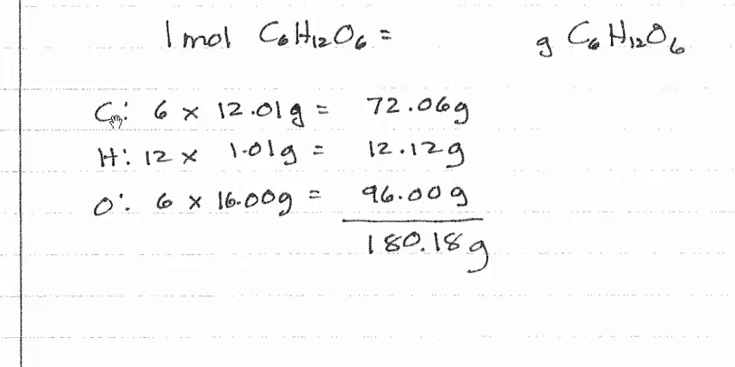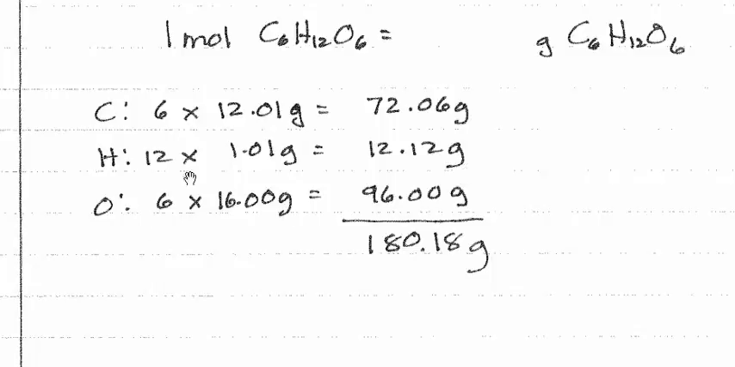For carbon, there are 6 moles of carbon in 1 mole of glucose. So I take 6 and multiply it by the molar mass of carbon, 12.01 grams, and that gives me a total of 72.06 grams. In a mole of glucose, there are 12 moles of hydrogen, so 12 multiplied by 1.01 gram, again the molar mass from the periodic table, equals 12.12 grams.